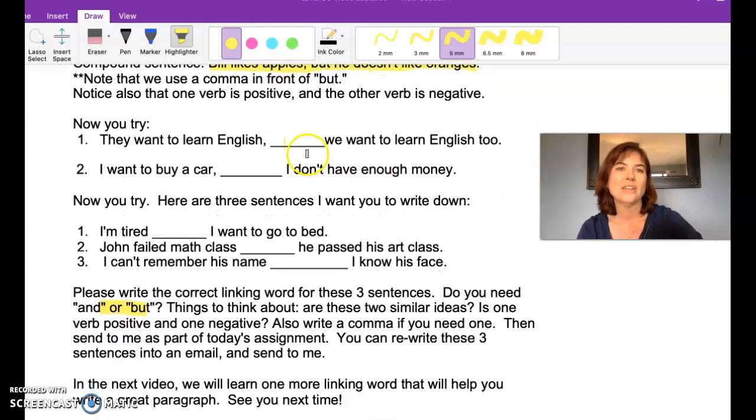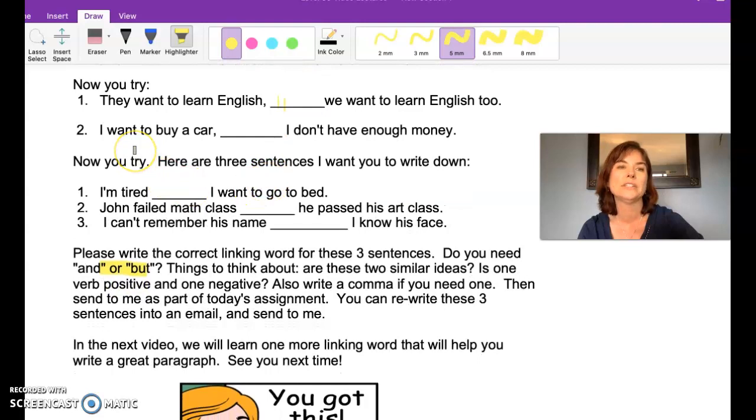Now you try. They want to learn English. We want to learn English too. Are these two similar ideas or are they opposite? What do you guys think? They're similar. We're going to use and. They want to learn English and we want to learn English too.